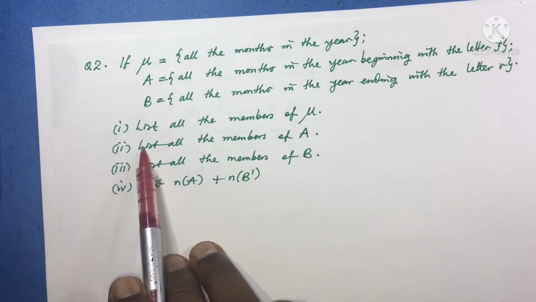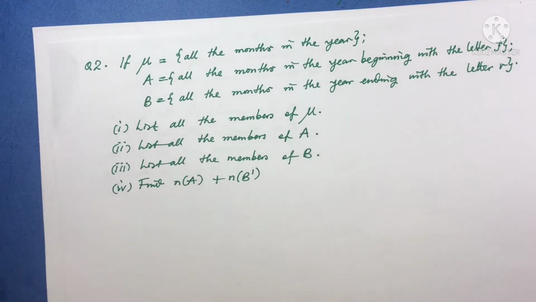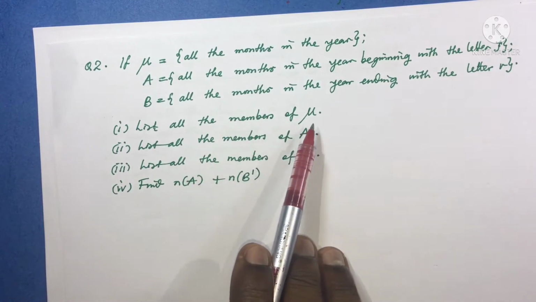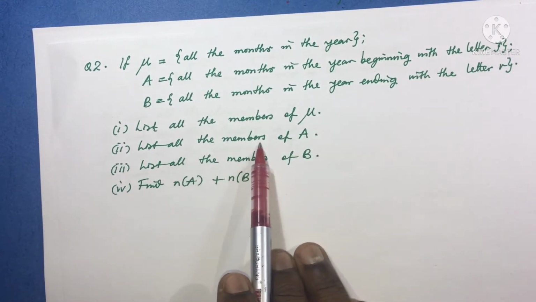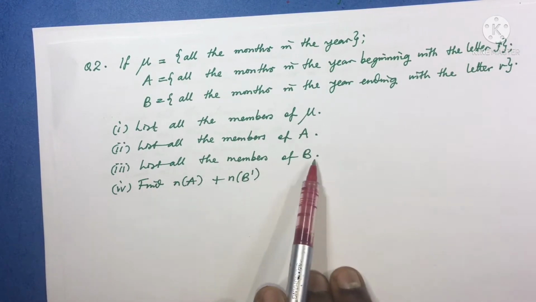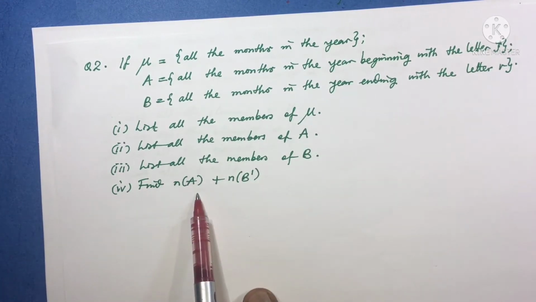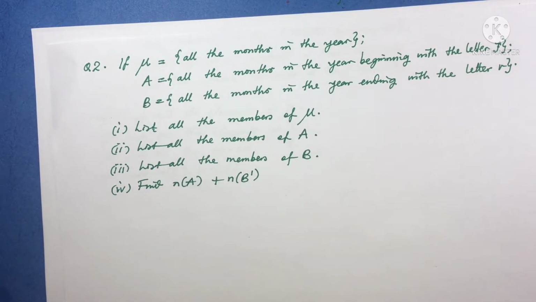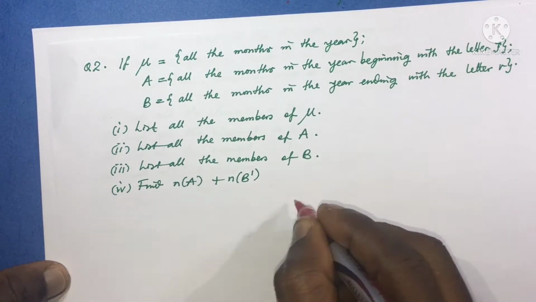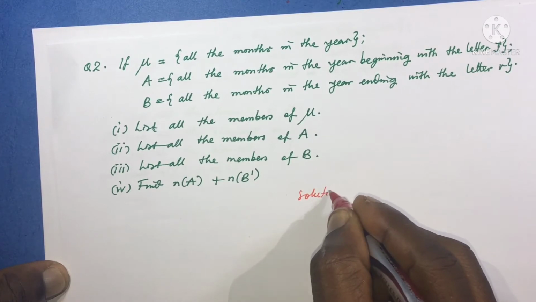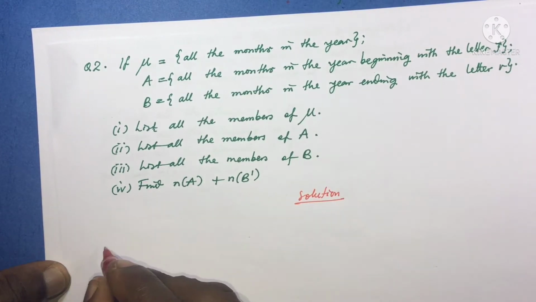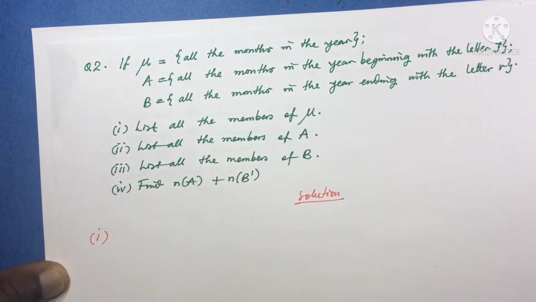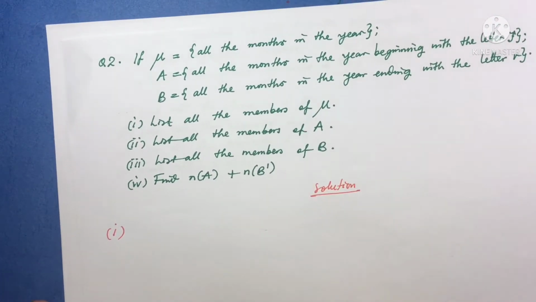Okay, so we are asked to list all the members of the universal set, list all the members of A, list all the members of B, and then add the cardinality of A to the cardinality of B prime rather. So what we are going to do is to start with number 1. Now in number 1, we shall find or list all the elements of mu.